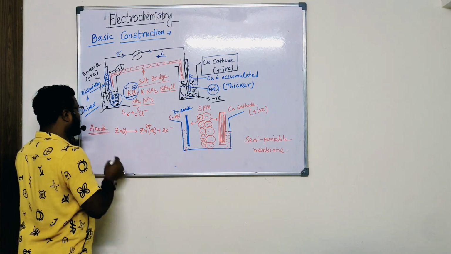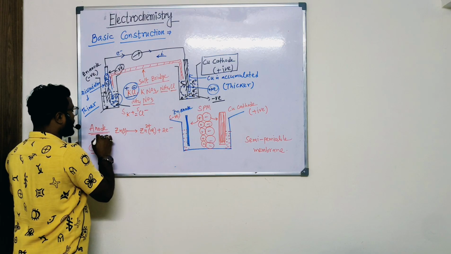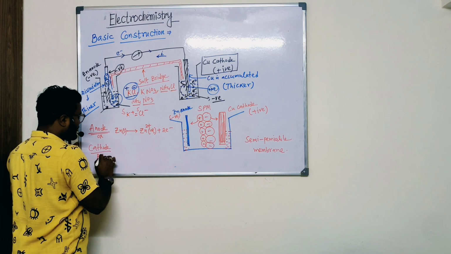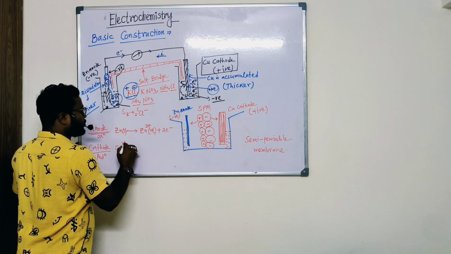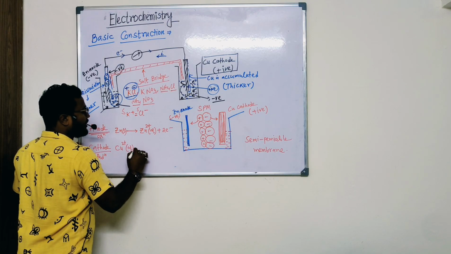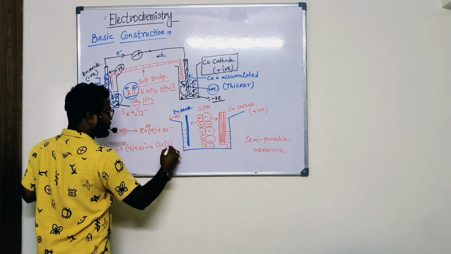And what does copper do? That is the cathode terminal. In the cathode terminal, in the anode oxidation happens, in the cathode reduction happens. In the cathode, Cu2+ aqueous takes 2 electrons and it becomes copper, that is solid.